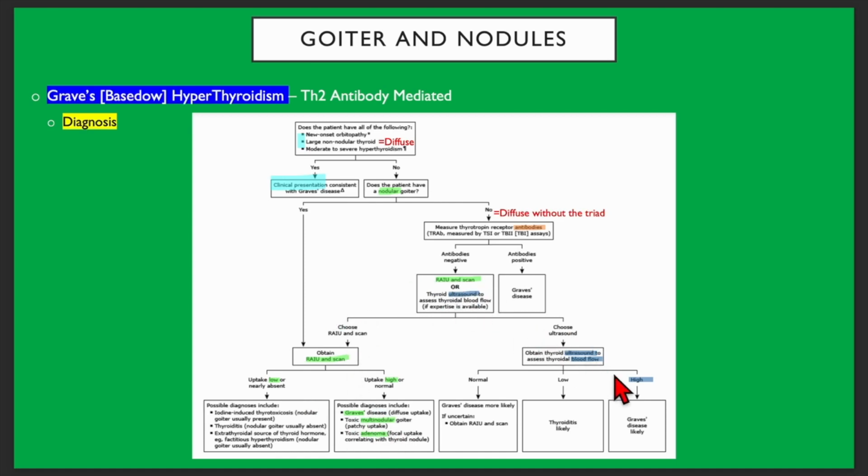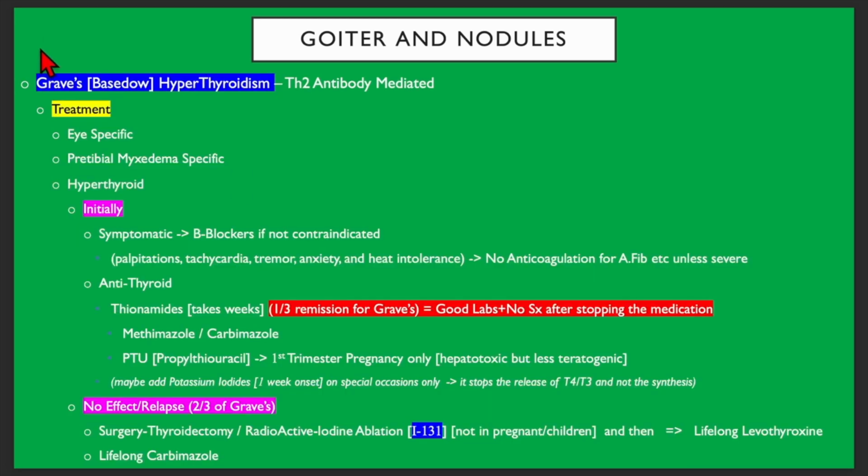So yes, we said ultrasound is the vascularity, antibodies, if you find the stimulating, it means Graves, and the clinical triad, if you have it, it means Graves. So that's how you diagnose Graves. And then treatment for Graves, eye specific, we said, the IV corticosteroids. Pretibial myxedema specific, topical corticosteroids. Then the hyperthyroid, we use beta blockers for symptoms, and then the thionamides to stop the synthesis.